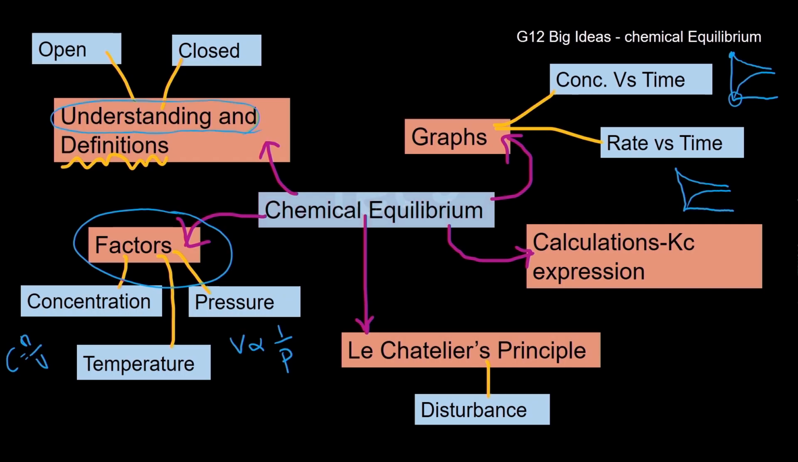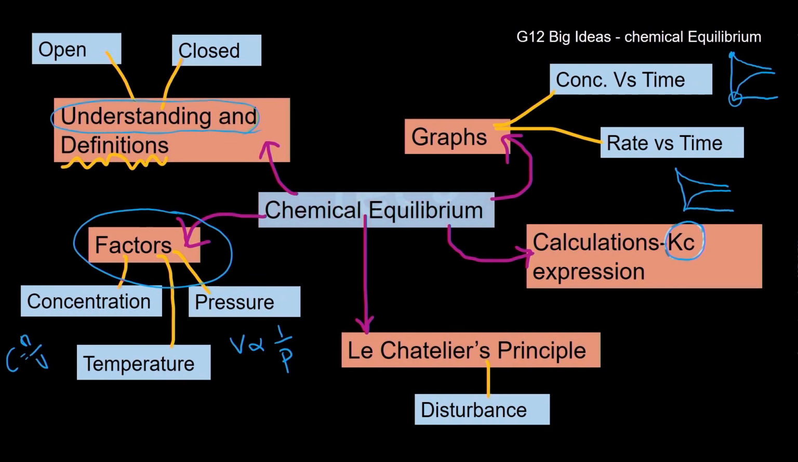Calculations. Calculations are usually involving the equilibrium constant. The equilibrium constant is denoted by Kc, and we have to write a very specific expression for the equilibrium constant that is particular for a reaction. It's not a general reaction, a general equation. It has to be very specifically set out for that reaction that you are being asked about or that you have been given. So we're going to have a look at Kc and the expression that we write for a specific reaction.